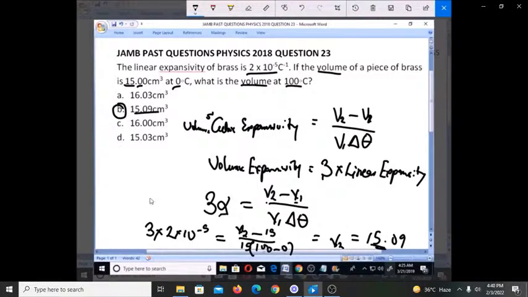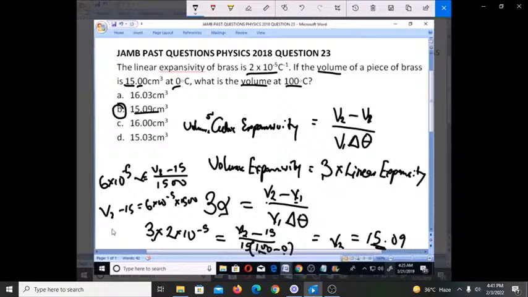So how can we solve this down to get this? Having this gives us 6 times 10 to the power minus 5. That is 3 times 2 times 10 to the power minus 5, equal to V2 minus 15 all over 100 minus 0, which is 100. 100 times 15 is 1,500. So when you cross multiply, you're going to have V2 minus 15 is equal to 6 times 10 to the power minus 5 times 1500.